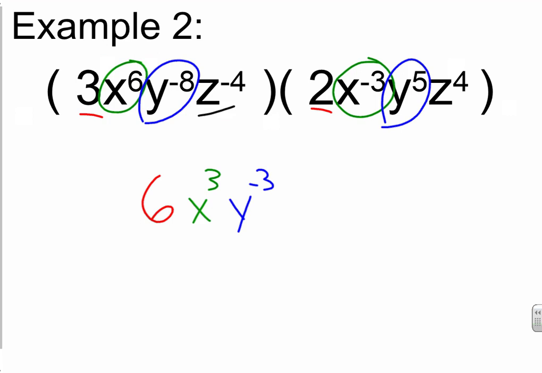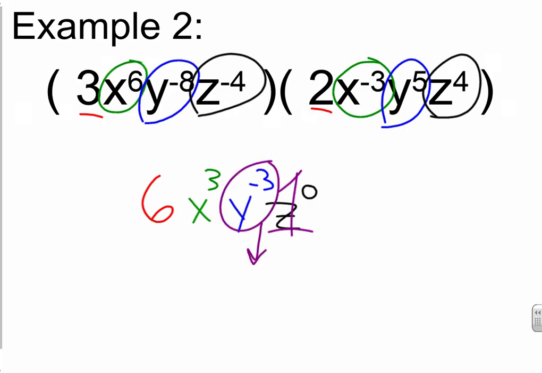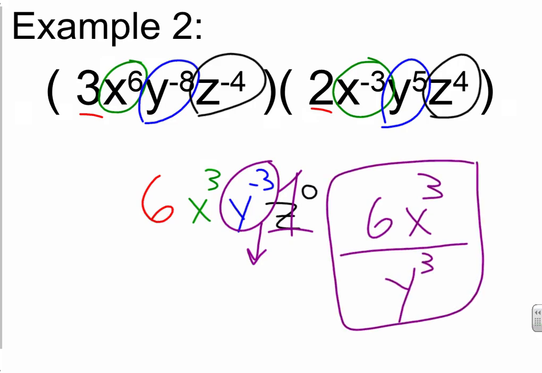Then my z's. Z to the negative 4th times z to the 4th is z to the, well, negative 4 plus 4 is 0. So a couple changes. We know z to the 0 power is actually just 1. And we also know that this negative needs to be shoved below. Our final answer is 6x to the 3rd over y to the 3rd. Final answer.